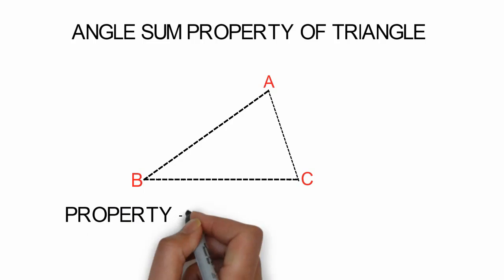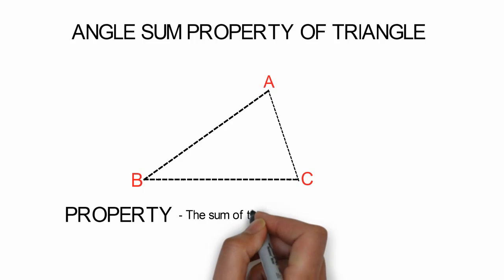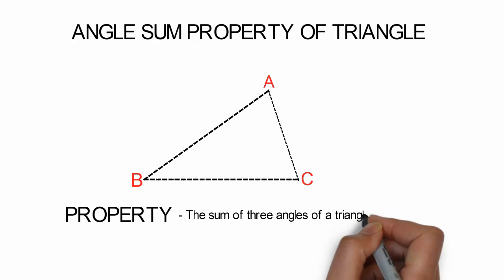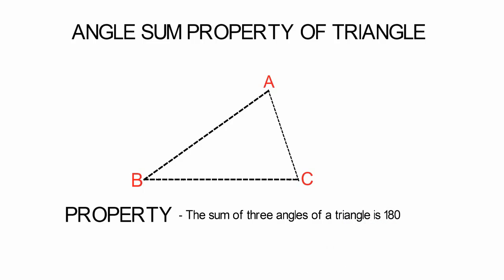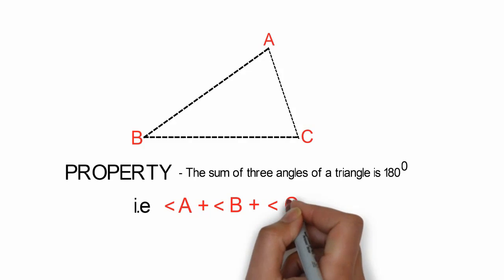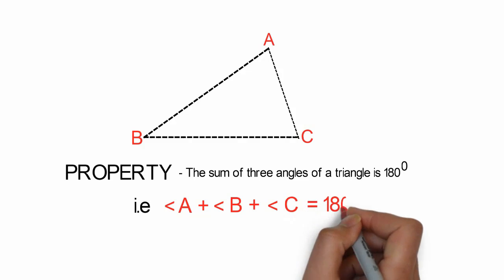It says that the sum of three angles of a triangle is 180 degrees. That is, angle A plus angle B plus angle C equal to 180 degrees.